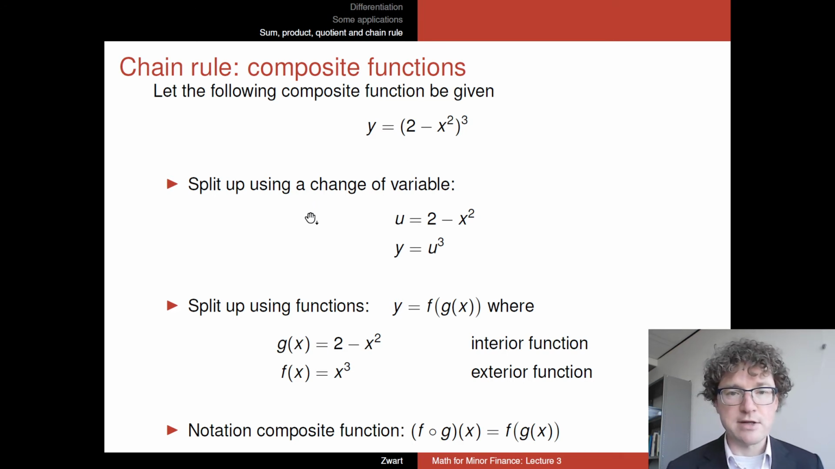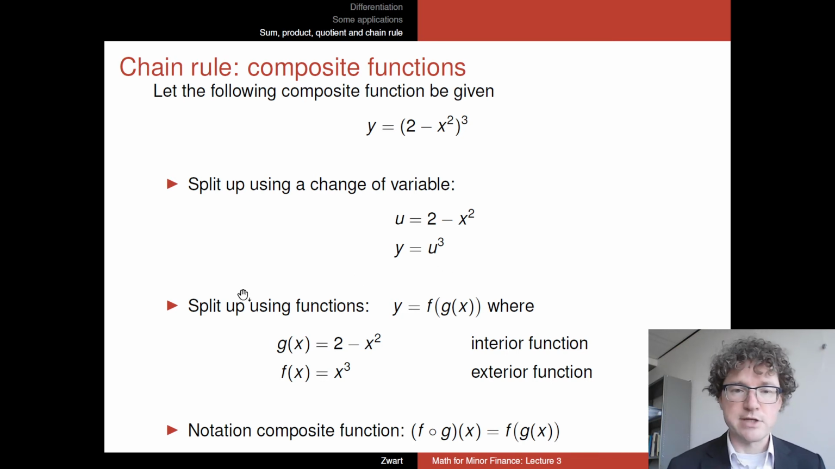A different way of saying this is that we add an intermediate variable, let's call it u. So u is the result of applying the first function, 2 minus x squared, and then y is gotten by applying the second function, raising to the power 3, to that result u. So y equals u to the power 3. Together these two functions define what this original function was.